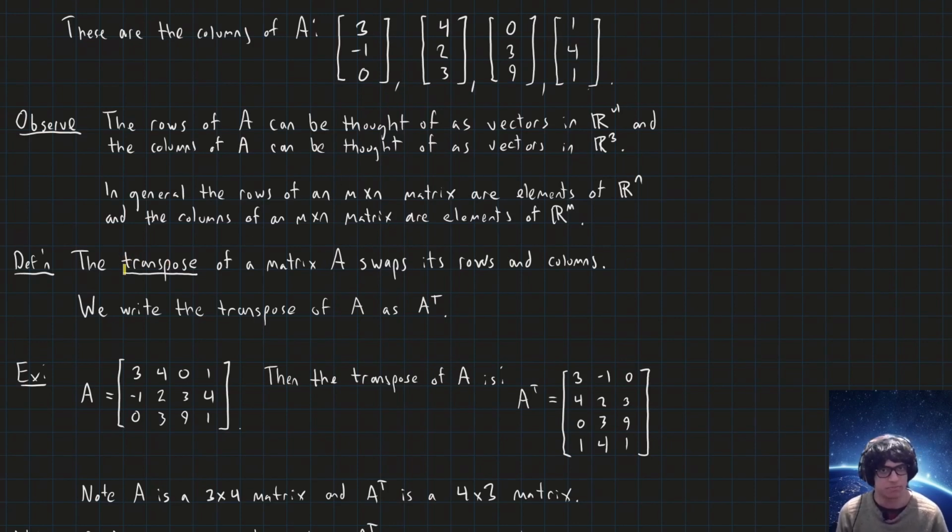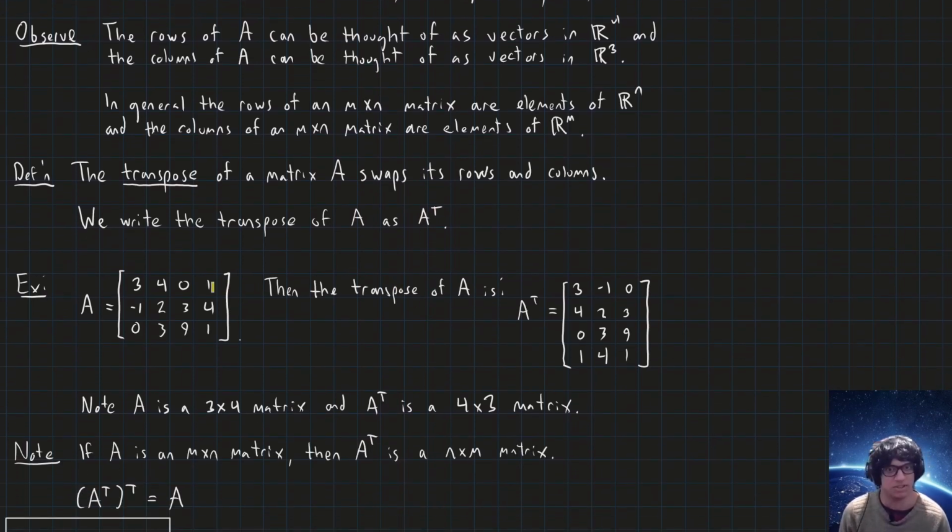Here's a definition. The transpose of a matrix is an operation that swaps its rows and its columns. You've probably seen this. If you have a matrix A, we notate the transpose by writing A to the power T, like this.